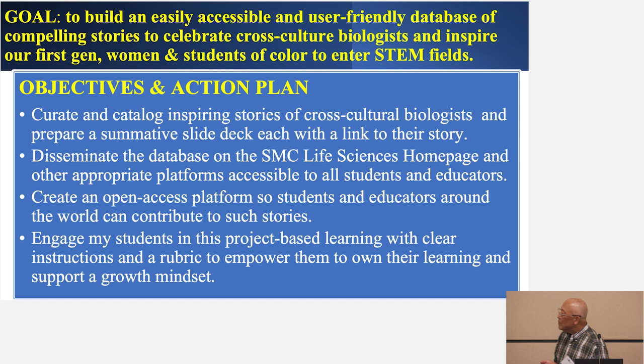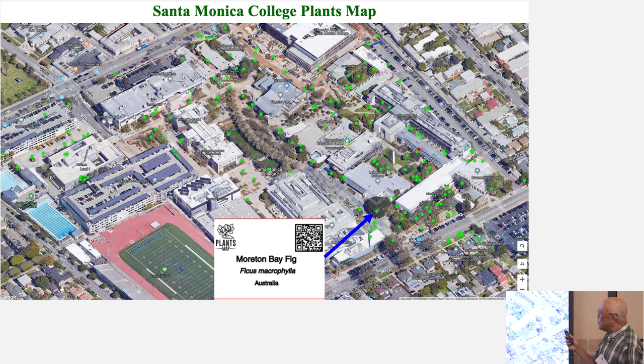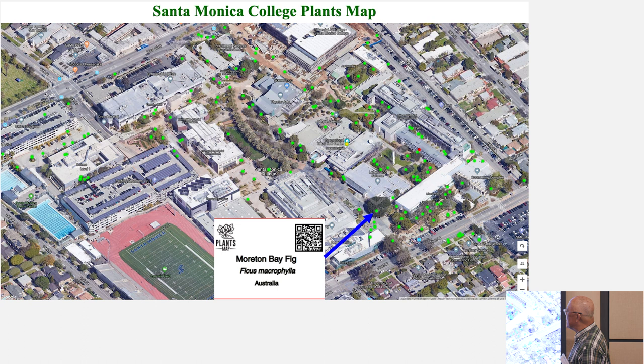I had the idea because a number of years ago, I took a sabbatical leave from Santa Monica College. I didn't go to any exotic places like Florence, Italy. But I did walk every inch of soil on the campus, identified all the trees and shrubs, and put a tag on the trees with a QR code. For example, this is the magnificent Moreton Bay fig. Students can scan the code and retrieve all the information about that species. With help from the vendor, we also created this plants map so that students can click on a green dot and get everything they want to learn about the tree.